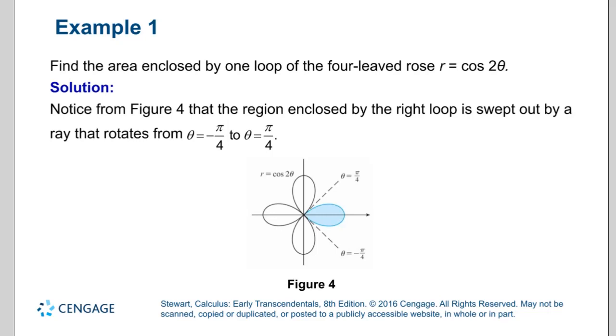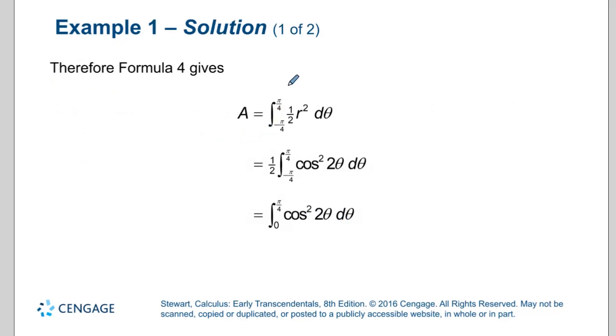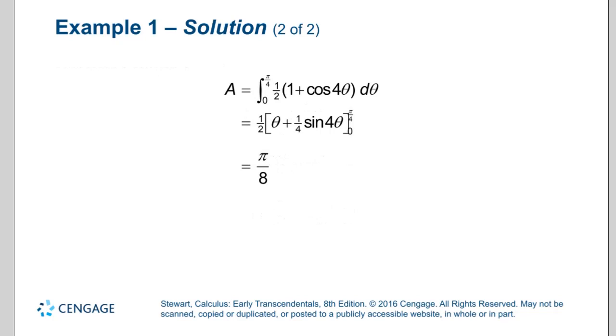The nice thing is once I find one leaf, I can just multiply it by 4 and I have the entire shape. So my integration is going to be from negative pi over 4 to pi over 4 of 1/2 r squared. Now r is cosine of 2 theta, so I have cosine squared of 2 theta. We can't integrate cosine squared directly, so I've got to break it down. I use the half angle formula, so that's going to be 1 plus cosine of 4 theta. I can bring out the 1/2, and I'm going to do the integration of this piece in here. So the 1 becomes theta, and the cosine 4 theta becomes 1/4 sine of 4 theta.